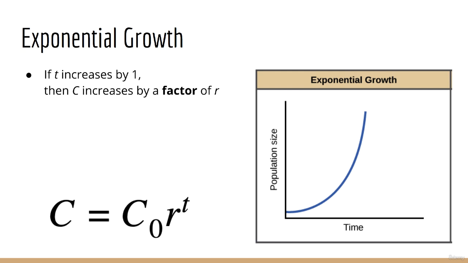You can see that if t increases by 1, then c increases by a factor of r. This holds true for all time periods. So if I'm at t equals 1 going to t equals 2, I can find the next value simply by multiplying by r, and similarly for going from t equals 2 to t equals 3.